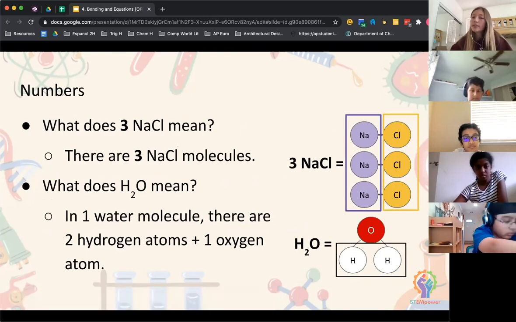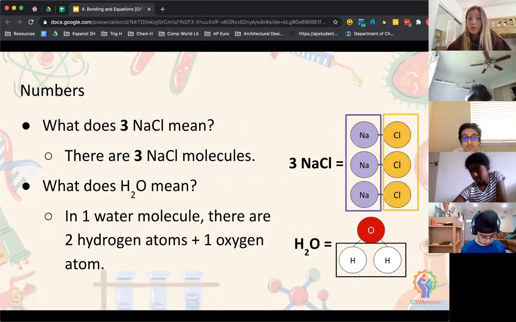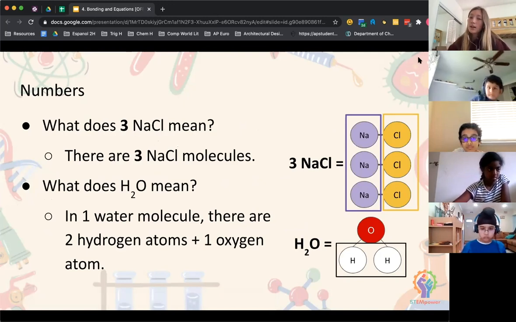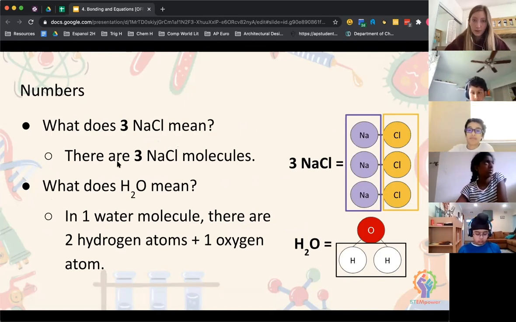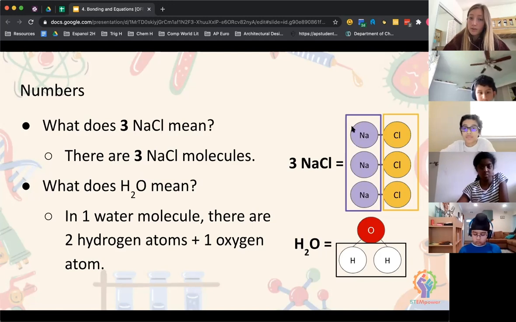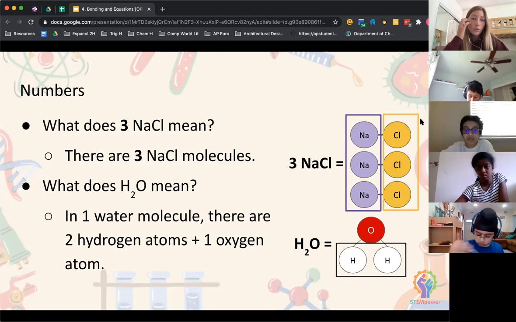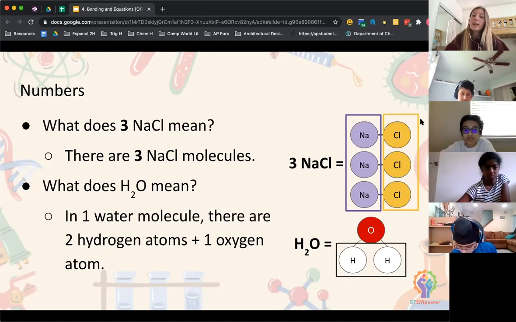All right, and so before we get into balancing equations, let's take a deeper look at what all the numbers within these equations mean. So here we have sodium chloride. What does the 3 mean when you put it in front of the sodium chloride? Pretty much, if the number's in front of it, it means that there are 3 of that type of molecule. So here we have 1 sodium chloride, and when we put a 3 in front of it, we have 3 of them. So within an equation, if there's a number in front of the molecule or compound, it means there's 3 of that molecule or compound.